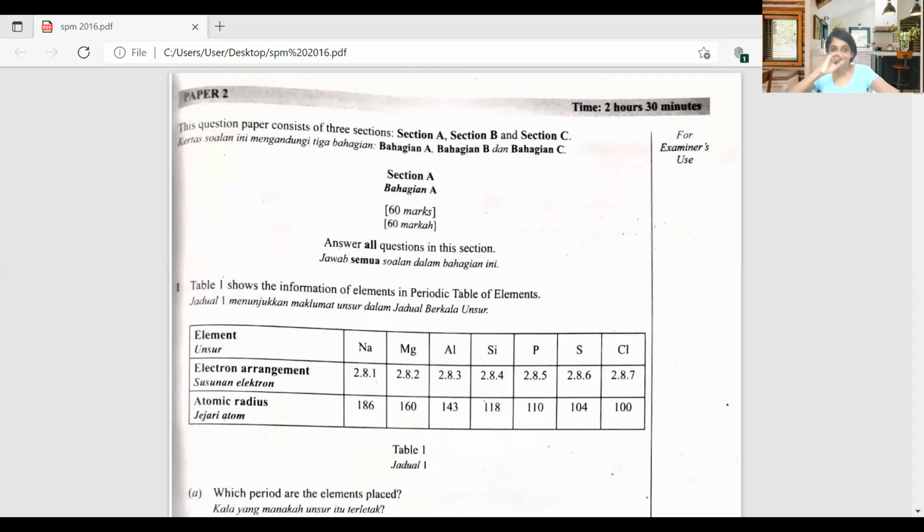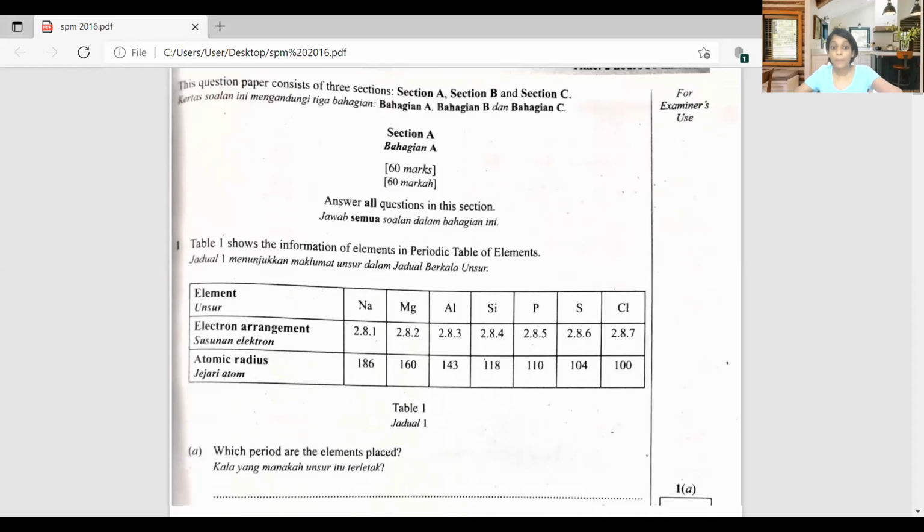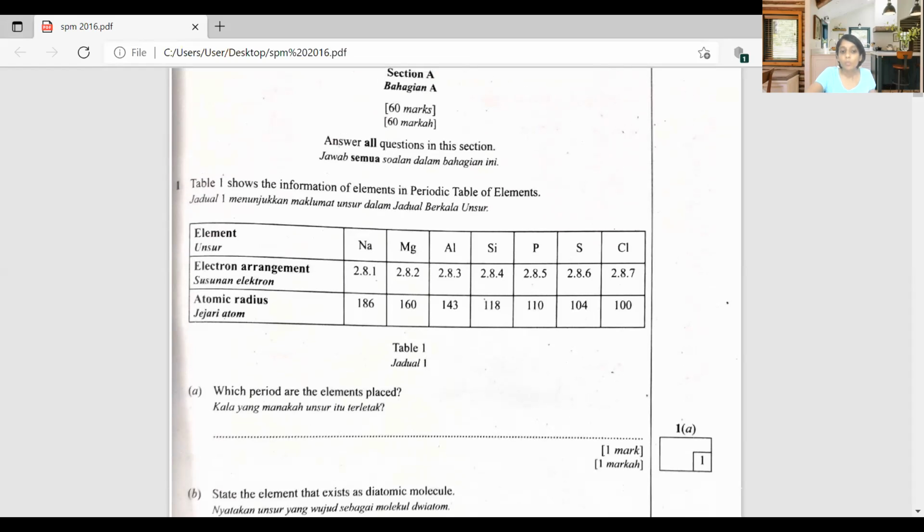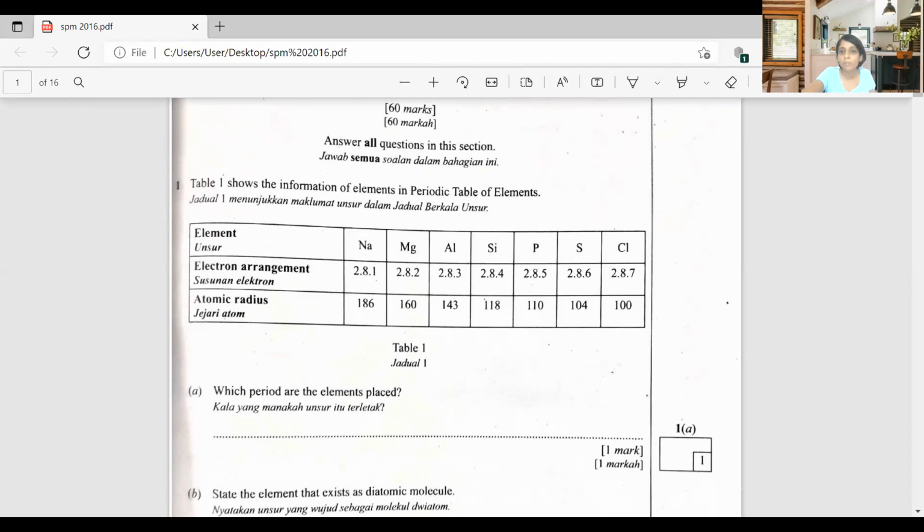Okay. So a typical paper one will be a periodic table question. If you want to jot this down, you can. Okay, so we go to question number 1. A: Which period are these elements placed in?